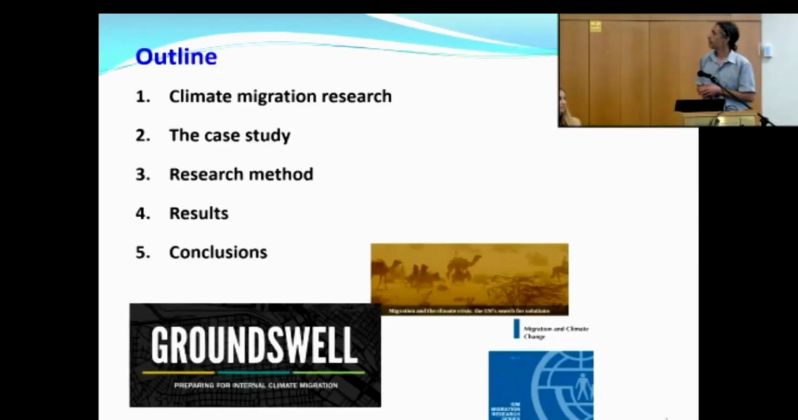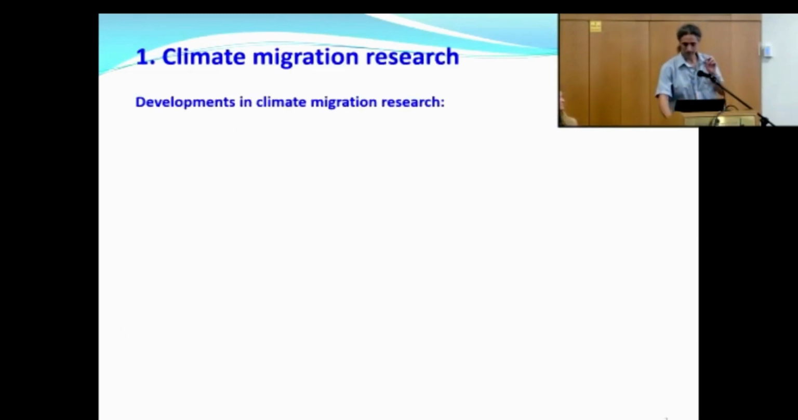So the outline: I'll start with a bit of background on climate migration research, then talk about the case study. The study was conducted in Dar es Salaam in Tanzania. It's a long, COVID-related story why we ended up in Dar es Salaam. Then a few words about the research method, the results, just the tip of the iceberg, and some conclusions to wrap up. I was preparing for a shorter talk, so I would have presented more results, but I'll present just several main findings.